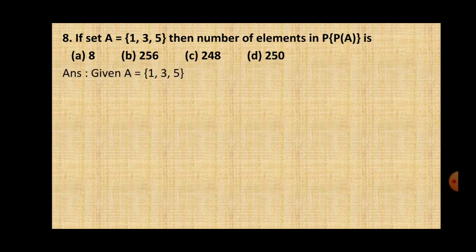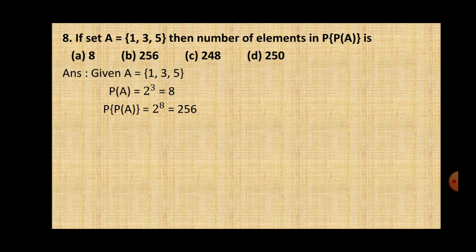First write down the given term A equals 1, 3, 5. Then P of A means the power set of A. The power set of A is nothing but the total number of possible subsets of the given set. How to calculate the power set of A? Again you can apply the same formula: the total number of subsets is 2 raised to n, where n is the total number of elements in the given set. We get 2 raised to 3, because the total number of elements is 3. So 2 raised to 3 is 8. This is P of A.